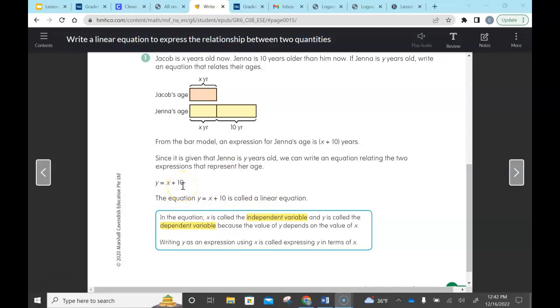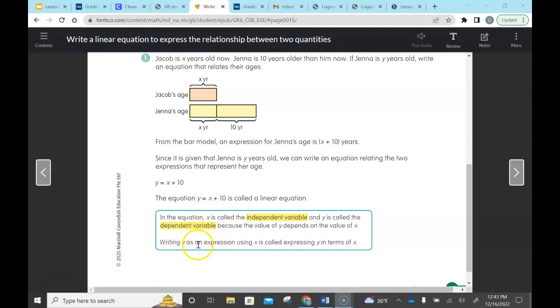All right, now understand what these different parts mean. It's important to understand that. The equation y equals x plus 10 is called a linear equation. Why is it a linear equation? We have an independent variable and also a dependent variable. x is called the independent variable. Y is called the dependent variable because the value of y depends on the value of x. We know that Jenna's age is the same as Jacob's age, but 10 years older. So we already know that Jenna is going to be at least Jacob's age plus 10, so y equals x plus 10.